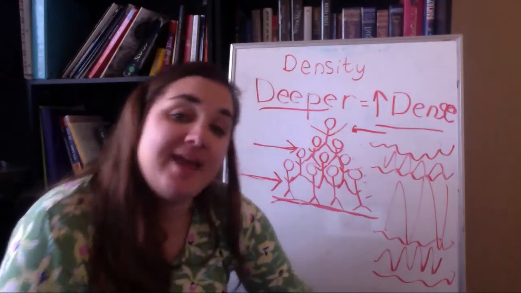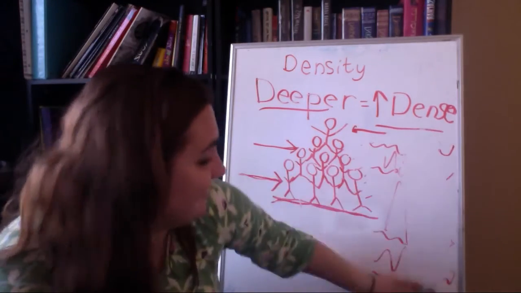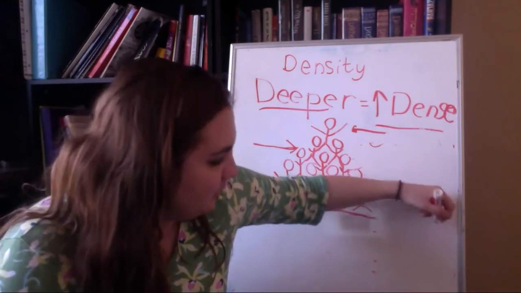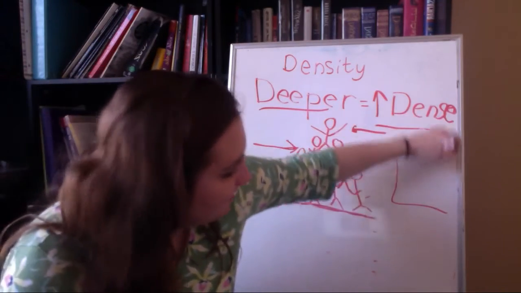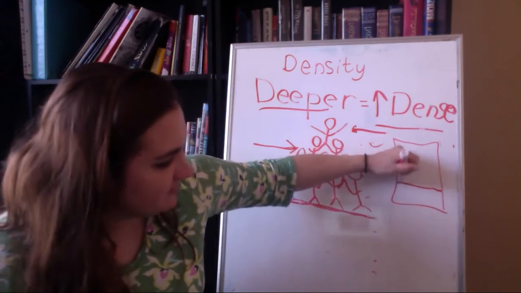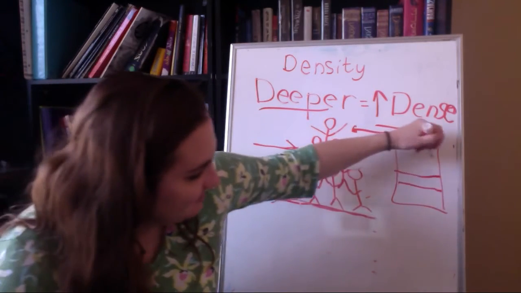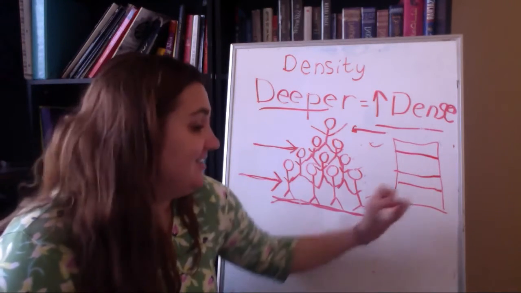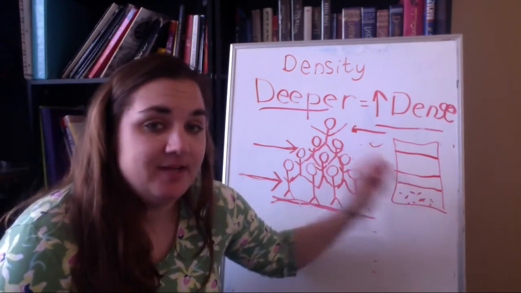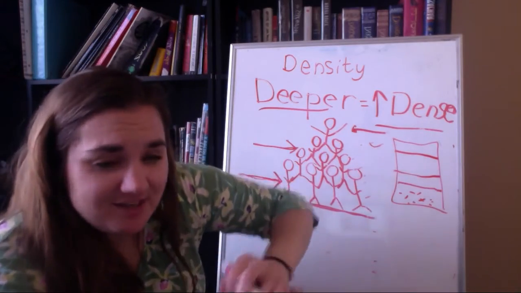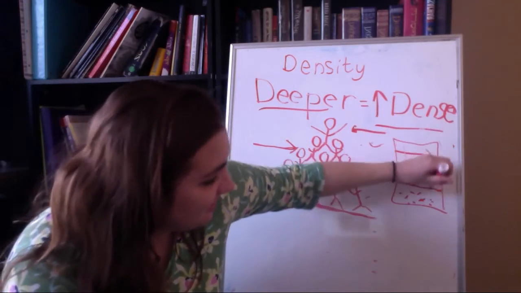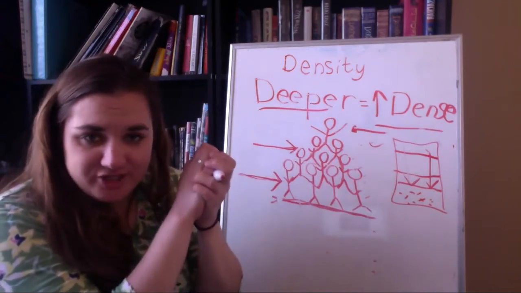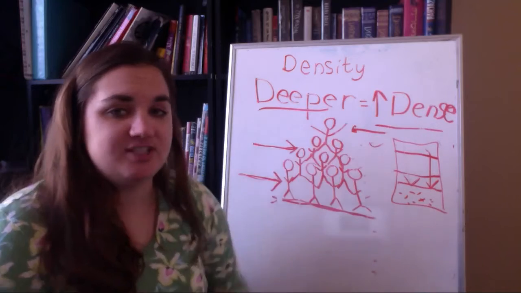If you've ever made a parfait, this is my last example, I promise, and then we'll move on to something else. If I put a layer of marshmallows, then a layer of pretzels, then a layer of ice cream, which one's going to be the most squished? It's going to be my marshmallows down at the bottom. They're going to be much more squished down there because it has all these other layers pushing down on it. Deeper, dense. Density, how squished together something is, deeper, more dense.